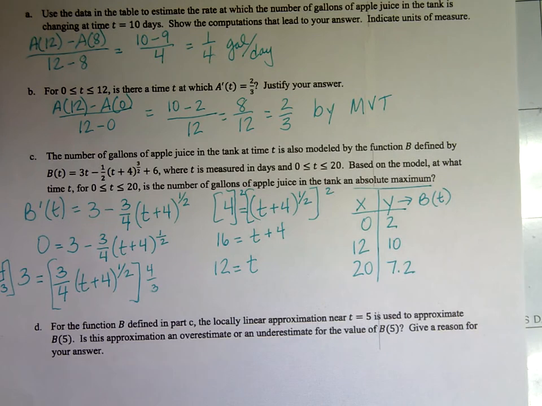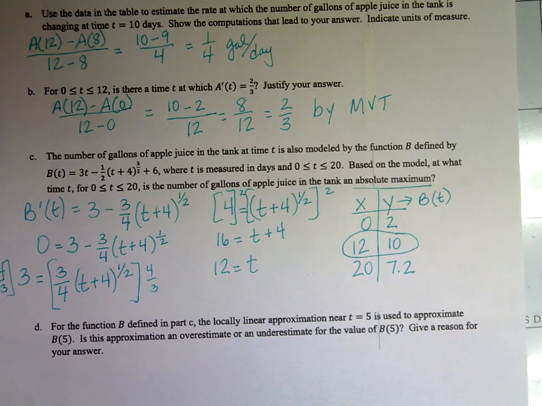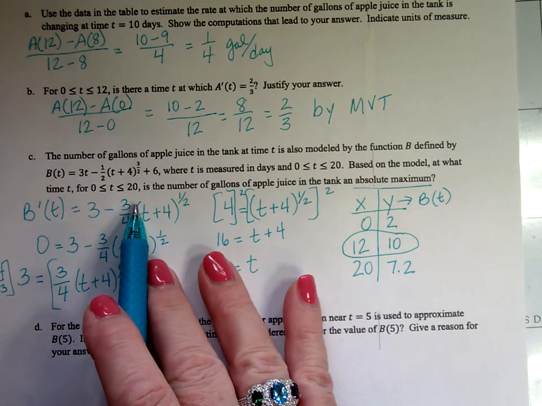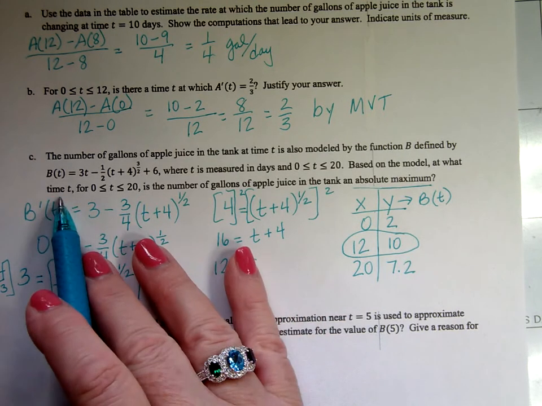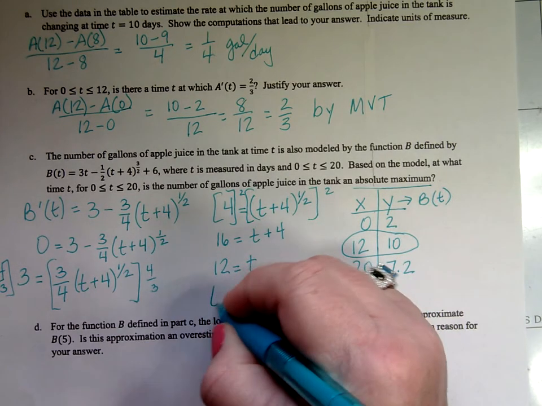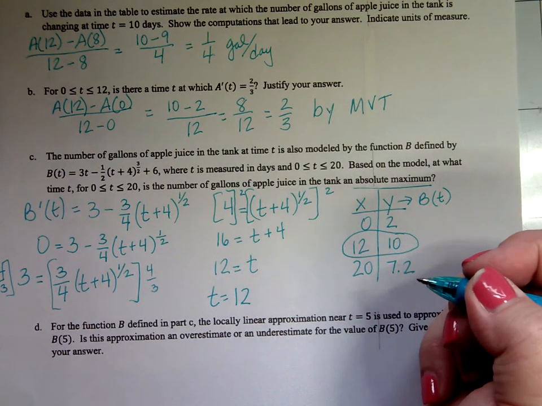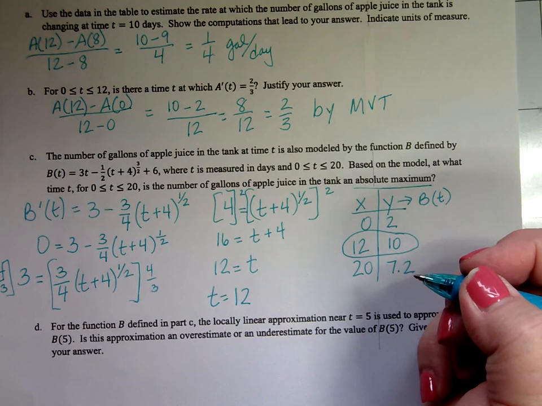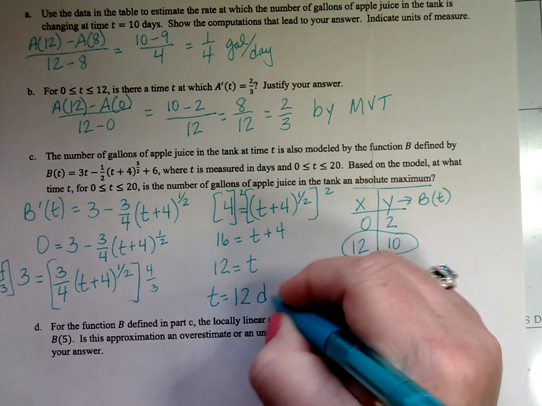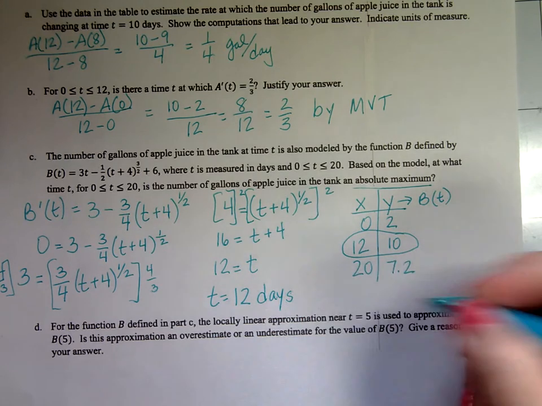So, maximum value. Biggest number is 10. Biggest y value. And so the question is, again, at what time? They want to know at what time this happens. And so we say at t equals 12. T is measured in days. 12 days. Okay, there it is.